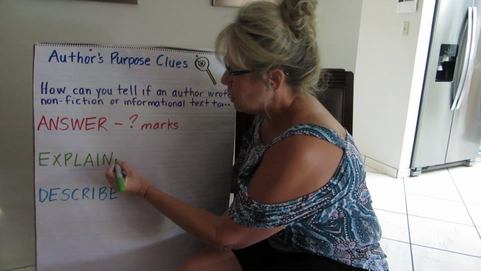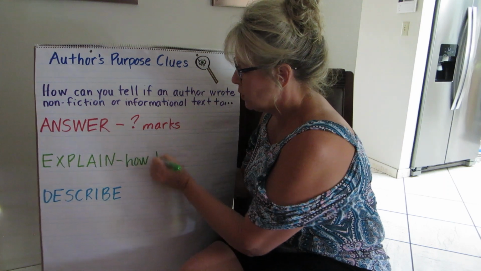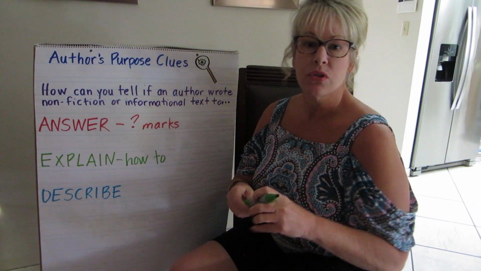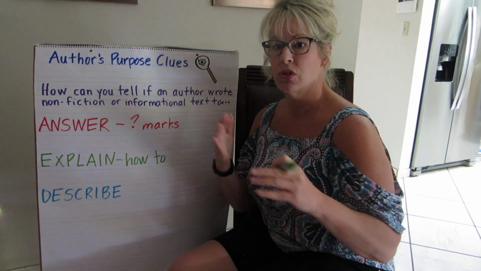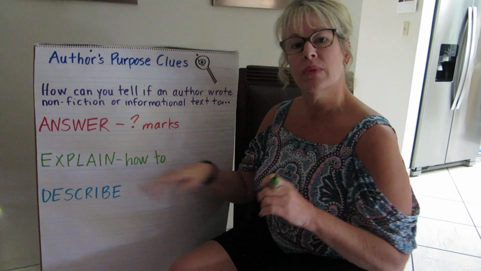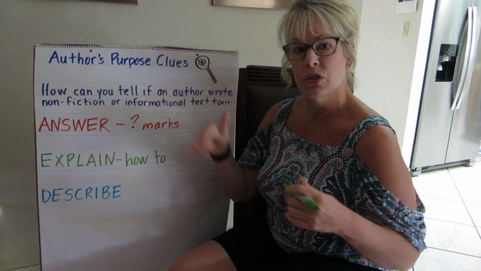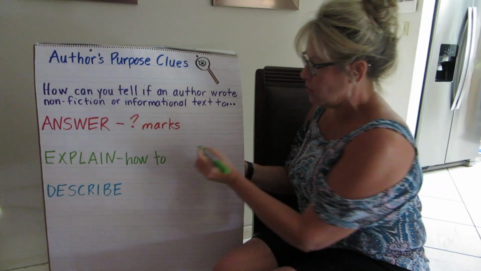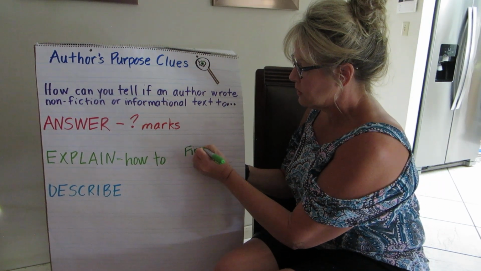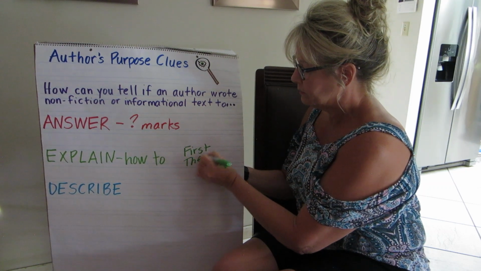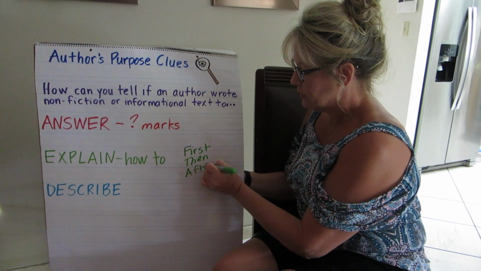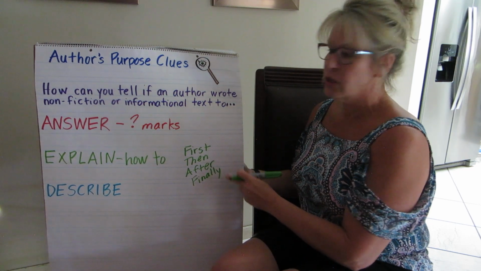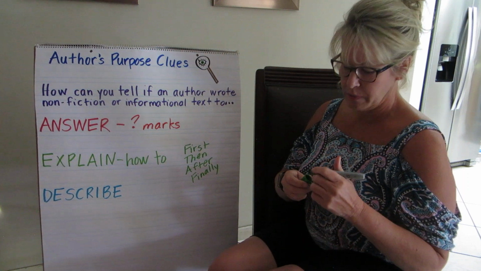So that's kind of like we call the how to. So it explains how something grows, or how to make something, or how to work a machine. So when you're reading a text to explain, you're being taught how to do something. And usually there's steps. And so when you see steps, you might see those transition words like first, then, after, finally. That'll give you some of those clues to let you know that the author is trying to explain.